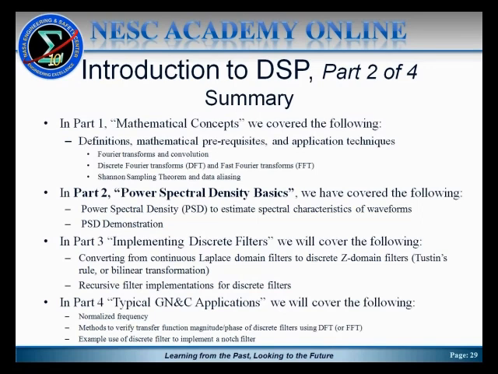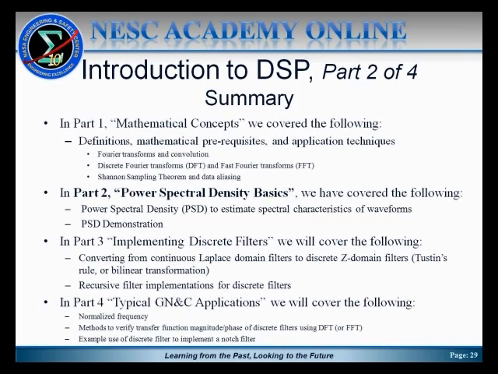In part 3 of this 4-part series, which is entitled Implementing Discrete Filters, we'll cover the following. We'll also discuss how to convert from continuous Laplace domain filters to discrete Z-domain filters using what's referred to as Tustin's rule or the bilinear transformation. And that's a technique that then we can use just to replace the S operator in Laplace transforms with a Z operator in Z-domain filters. We'll also show how to implement recursive filters to affect discrete filtering.